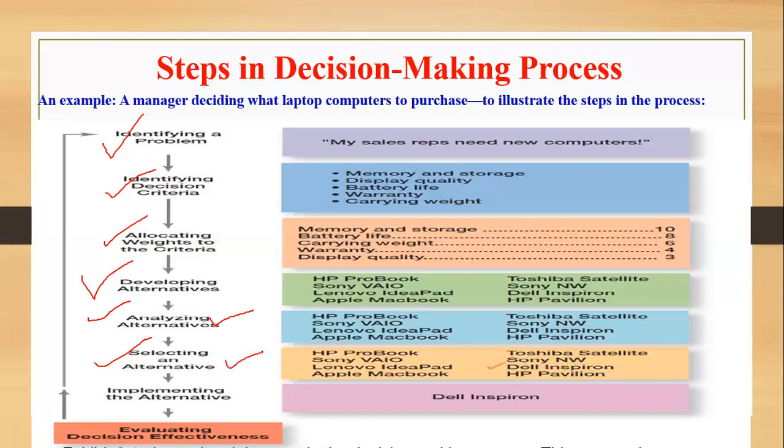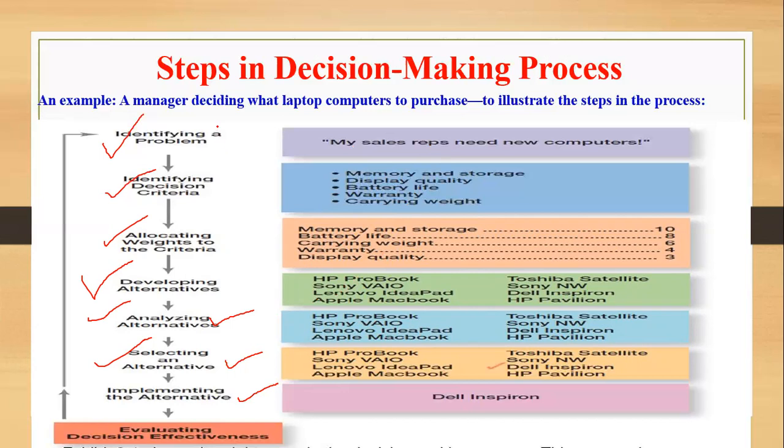So we have to go for that one, and then implement the alternative. This is what is known as the decision making process. At the end, whatever we have evaluated, after implementation we have to, like I told you, in every process the last step is controlling and feedback. Then you have to go for controlling and feedback.